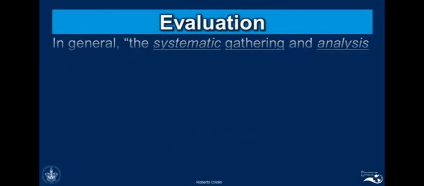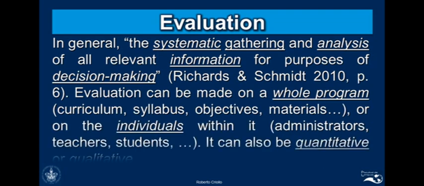First of all, let's define evaluation. Richards and Schmidt defined evaluation as the systematic gathering and analysis of all relevant information for the purposes of decision making. It is important to mention that evaluation can be made on a whole program, that is, the curriculum, the syllabus, the objectives, materials, the testing procedures, and so on, or also on the different groups of individuals that participate in the program. For example, administrators, teachers, students, and so on. The information collected can be quantitative or qualitative.